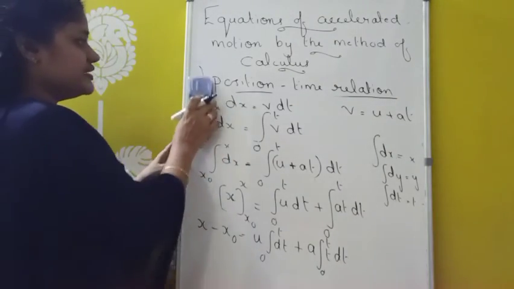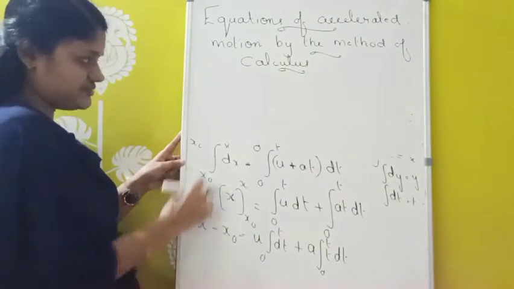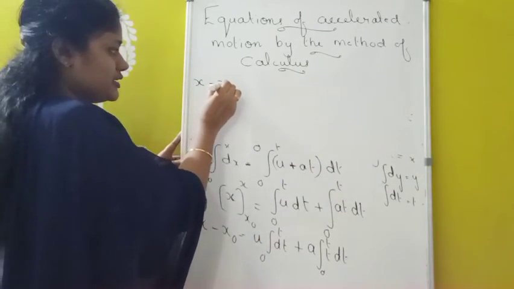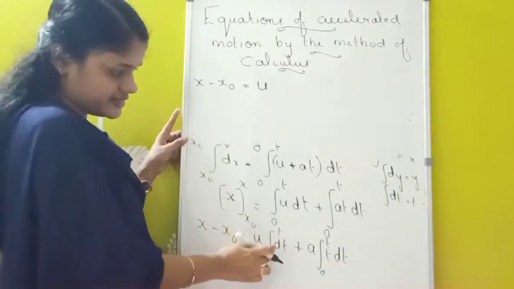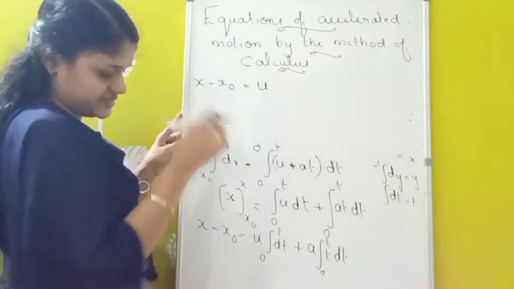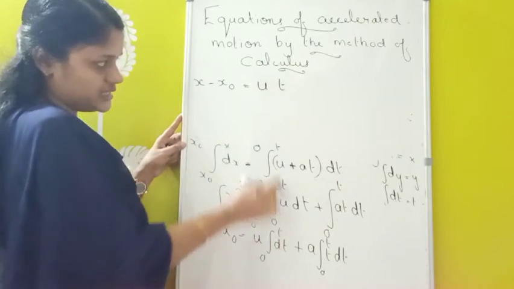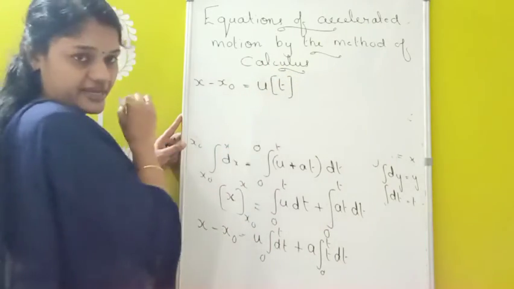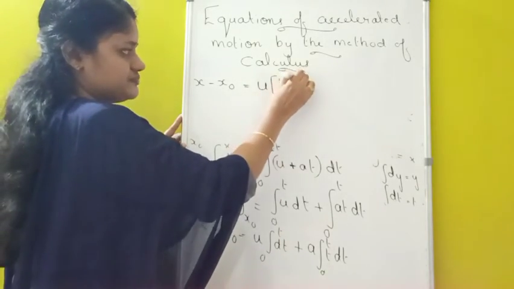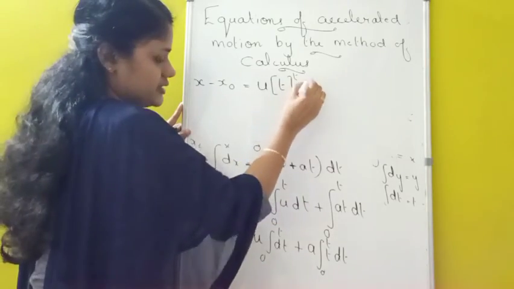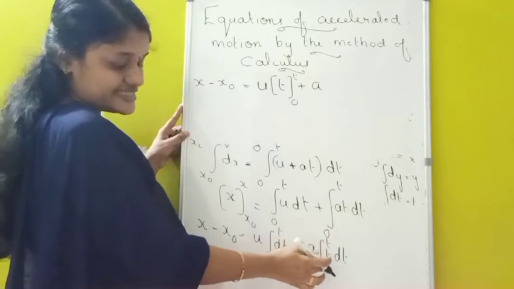Now again we have to integrate. On the left hand side we have x minus x0, equals u into integral dt. What is the value of integral dt? t. So instead of integral dt we can write t, and put the limits in a square bracket: the lower limit is 0 and the upper limit is t. Then plus a, which is outside, and remaining is integral t dt.